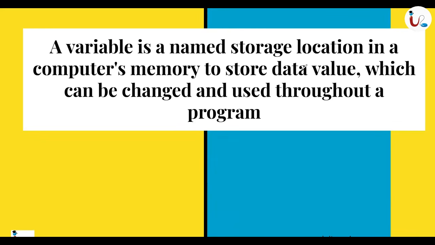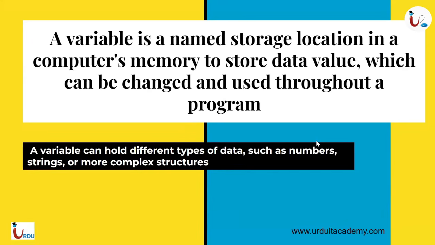Clear? So a variable is a named storage location in the computer's memory to store a data value, which can be changed and used throughout a program. Okay. So a variable can hold different types of data, such as a number, strings, or even more complex structures.